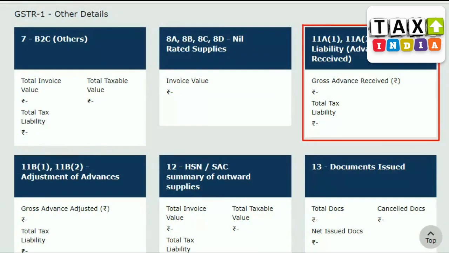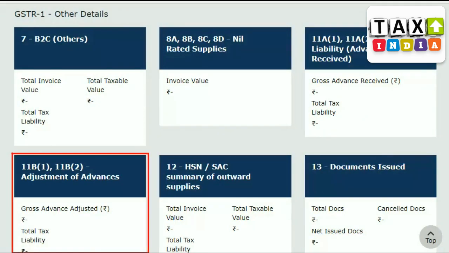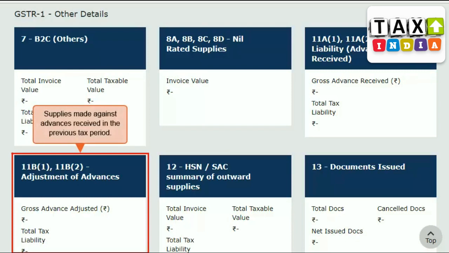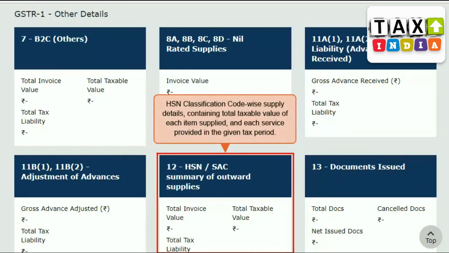In the Tax Liability Advances Received tile, details of any advances received against supplies to be made in the future are captured. Advance payments are subject to tax under the GST regime. Under the Adjustment of Advances category, details of supplies made against advances received in the previous tax period are entered. Both the advance received and adjusted have to be reported with place of supply, that is, state code and rate wise.